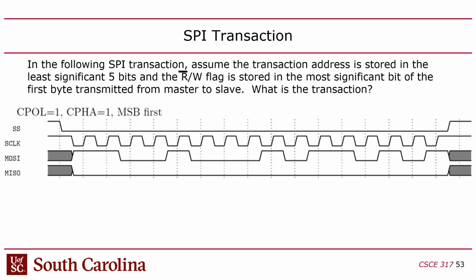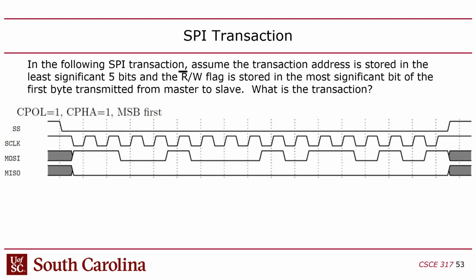Okay, so here's an example of that, using my waveforms. In the following SPI transaction, assume the transaction address is stored in the least significant 5 bits, and the read-write flag is stored in the most significant bit of the first byte transmitted from master to slave. What is the transaction? This starts to get a little hard to read, because there's 16 clock cycles there. How do I read this?